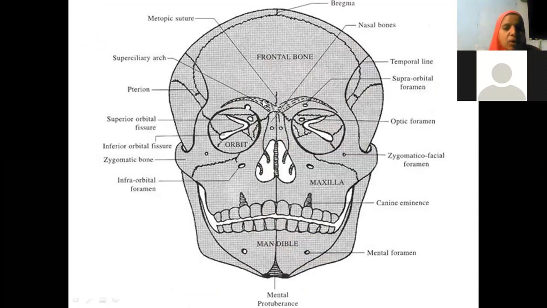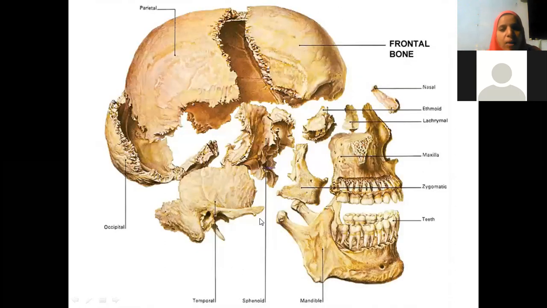Sometimes it may be found. Superciliary arches. Pterion. Superior orbital fissure inside the orbit. Inferior orbital fissure is also seen. Zygomatic. Inside the nasal bone, see, this is the nasal septum. We have the superior nasal concha and middle nasal concha. Inferior nasal concha is a separate bone, not coming from the perpendicular plate of the ethmoid. Okay, so this is the maxilla area. So canine eminence, lower jaw, mandible, mental foramen. So all individual skull bones you can see here.